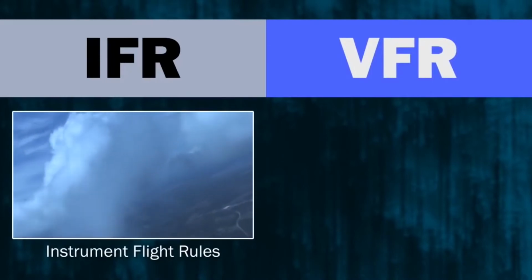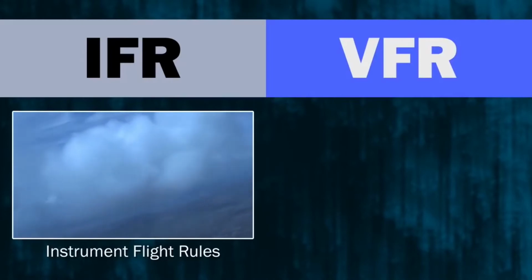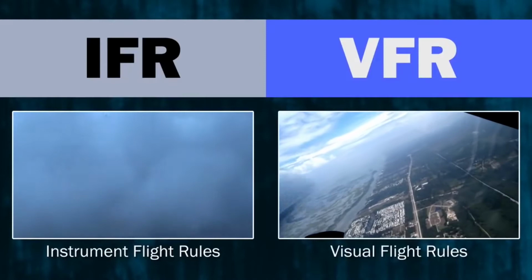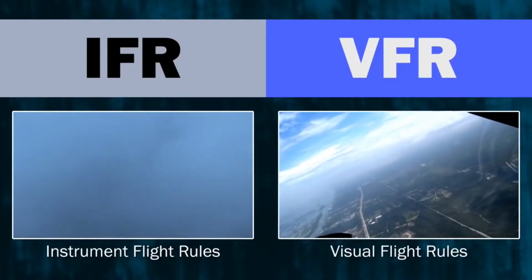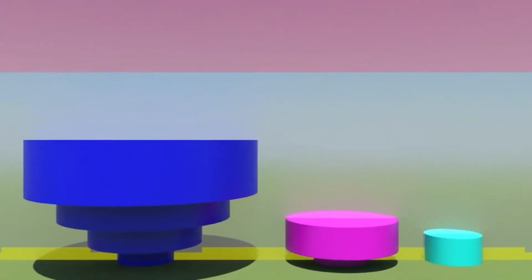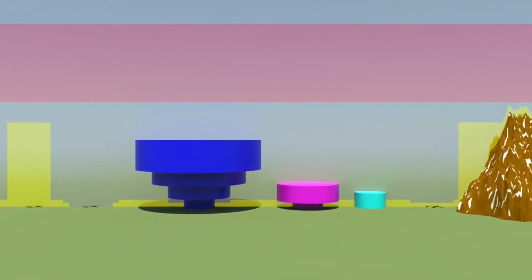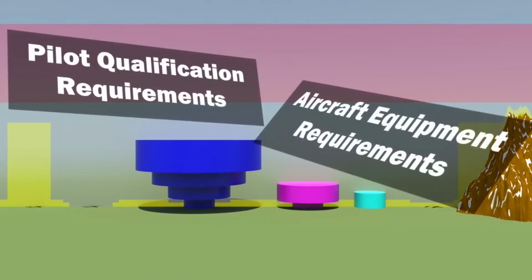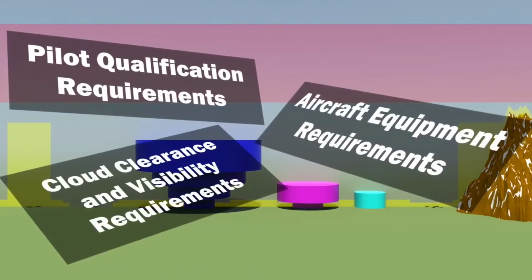One other factor to remember when dealing with airspace is the difference between IFR and VFR flight plans. IFR stands for Instrument Flight Rules, meaning that the flight occurs using the aircraft instruments as the primary reference, instead of VFR, or Visual Flight Rules, where the pilot uses outside references like the horizon and landmarks on the ground to navigate. Each of the different types of airspace has specific requirements that must be met in order to operate in it. These include, but are not limited to, pilot qualification requirements, aircraft equipment requirements, cloud clearance and visibility requirements, speed requirements, etc.